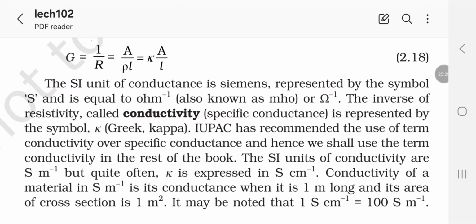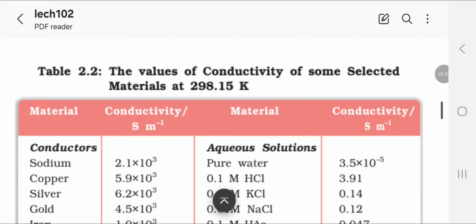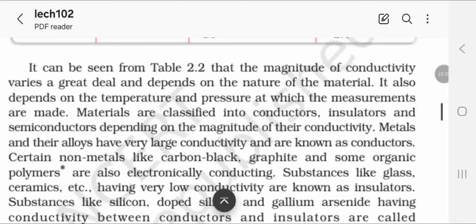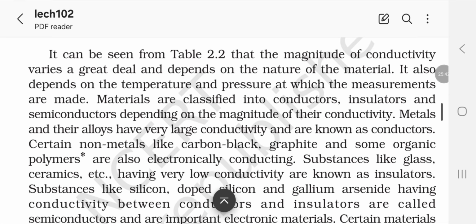Conductivity of a material in Siemens per meter is its conductance when it is 1 meter long and its area of cross section is 1 meter square. It may be noted that 1 Siemens per centimeter is equal to 100 Siemens per meter. It can be seen from table 2.2 that the magnitude of conductivity varies a great deal and depends on the nature of the material. It also depends on the temperature and pressure at which the measurements are made.